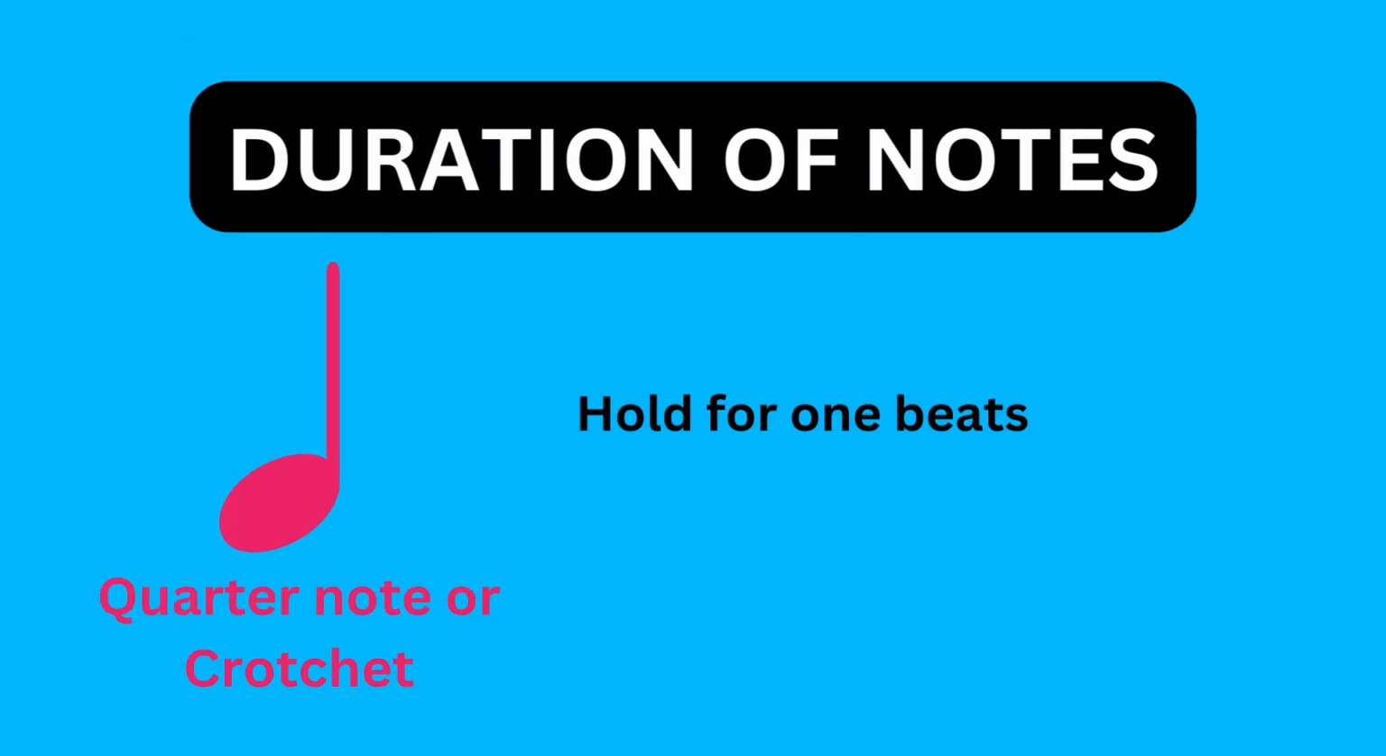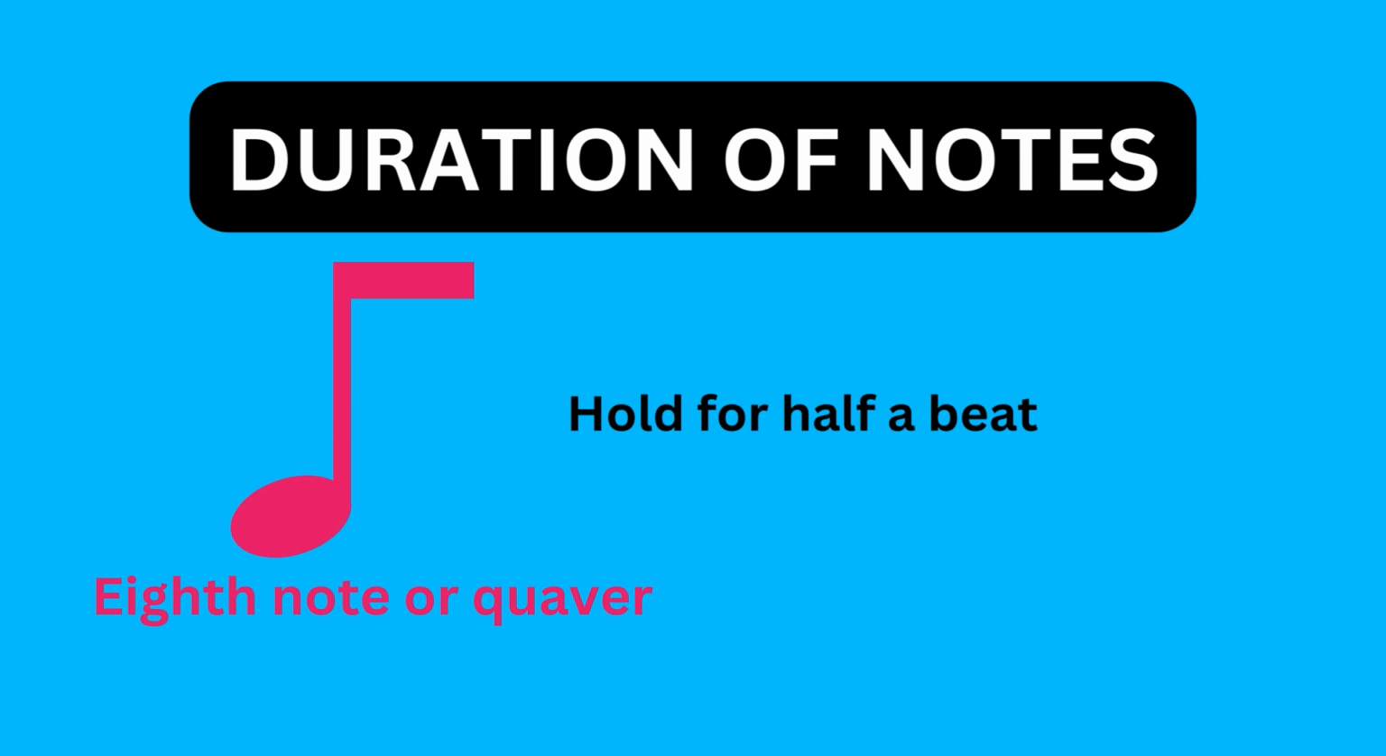The quarter note lasts for a quarter of the duration of a whole note and receives 1 beat. The 8th note lasts for an eighth of the duration of a whole note and receives half a beat.